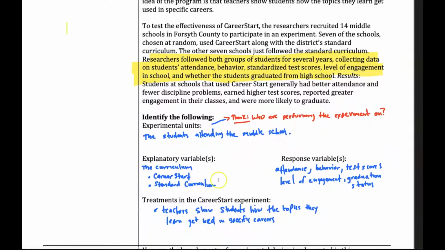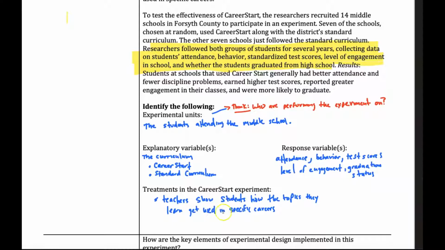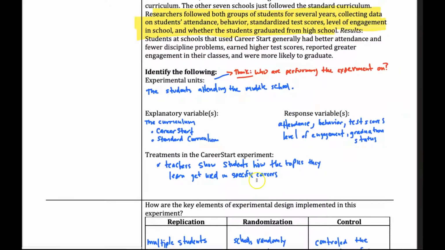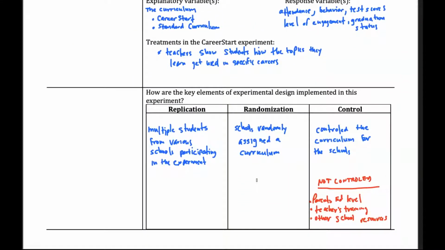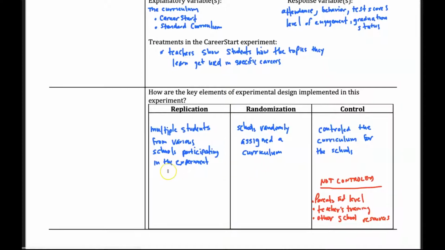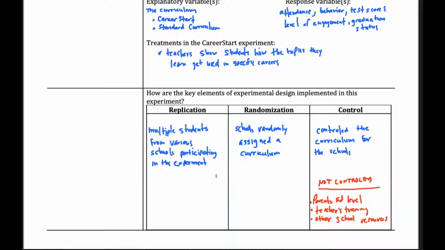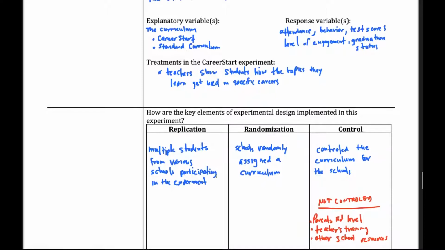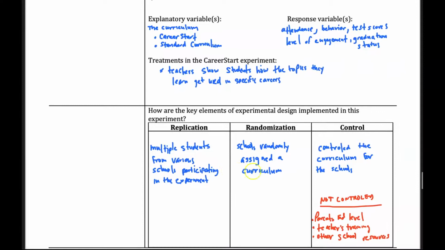The students are getting one curriculum or the other, and the difference between those is that treatment part, right? And so when you think about that situation, we want to tie that back into replication, randomization, and control. In this case, for replication, we're using multiple students from various schools participating in the experiment so that we have some sense that our results are meaningful, that we're looking at multiple students, not just a few students.